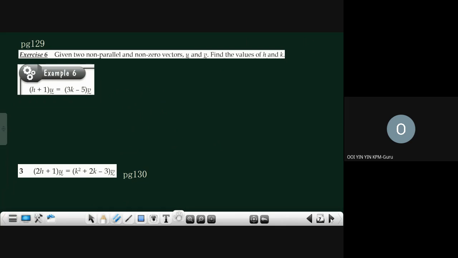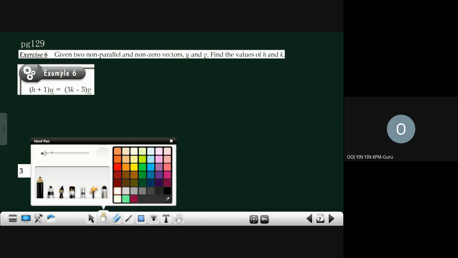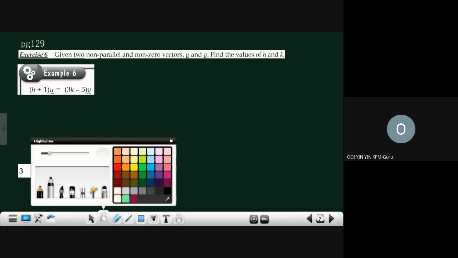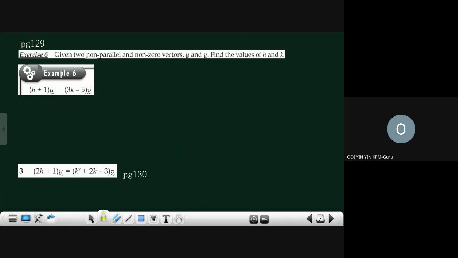Okay, given two non-parallel, non-zero vectors u and v, find the values of h and k. Every time before you start, please read the question well so that you know. Don't assume it's parallel later, because the question already gave you non-parallel, right? So that's why please read questions. Don't just start and do anything.